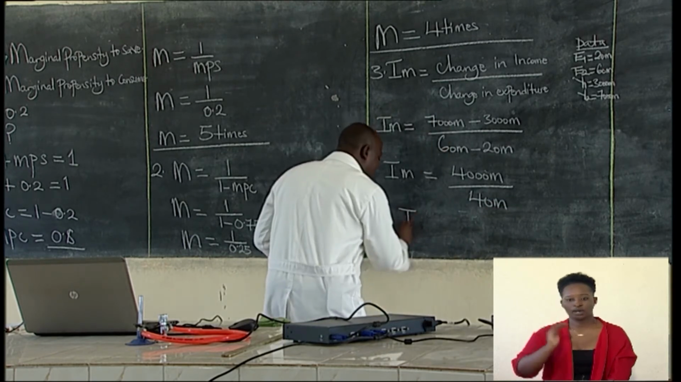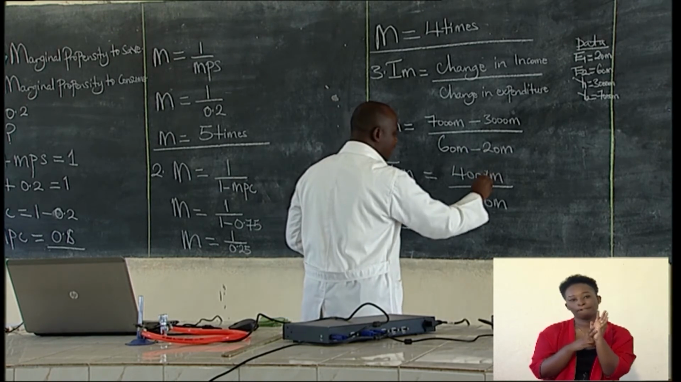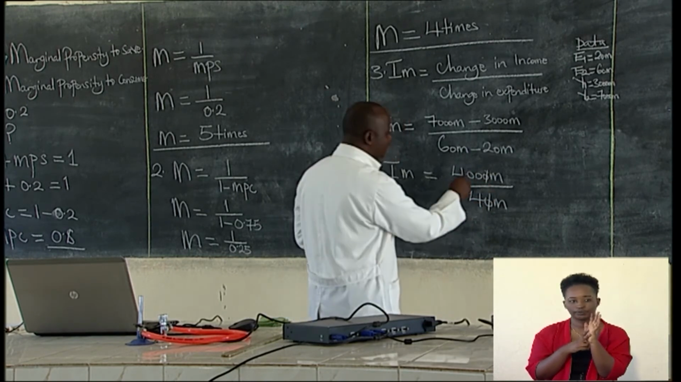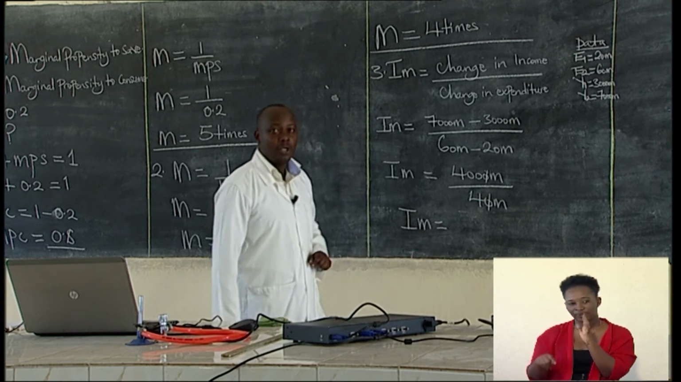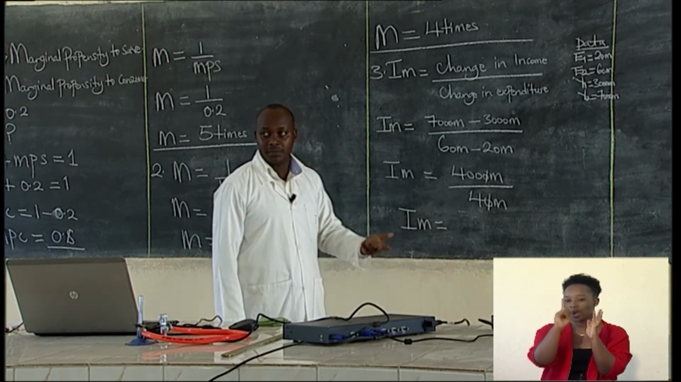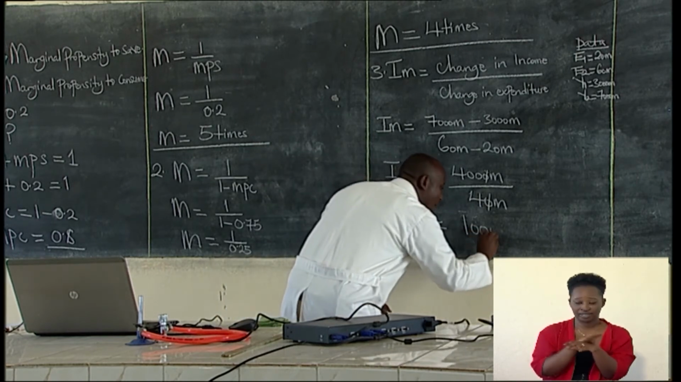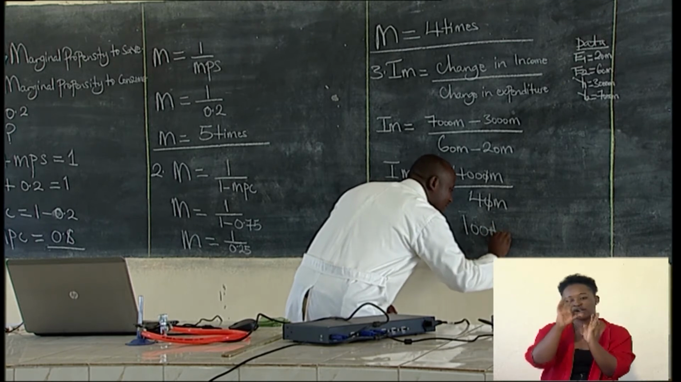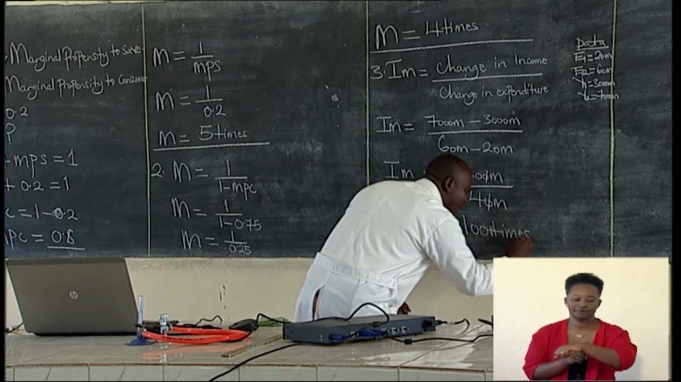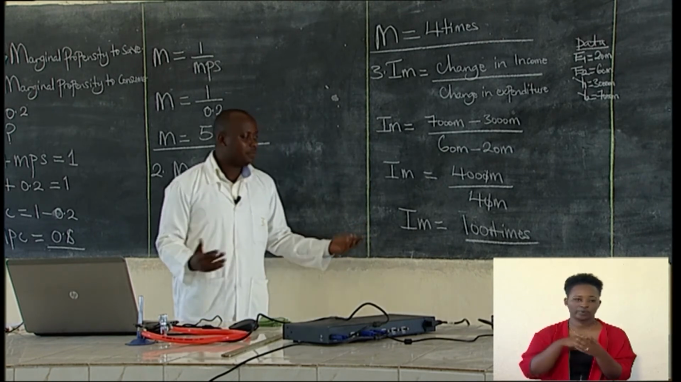Our investment multiplier will be equal to, we have 2 zeros here, cancel this 0, it is 400 divided by 4. 4 divided by 4 is 1. We add the 2 zeros, it becomes 100. Now, our investment multiplier is 100 times. That is how we get the investment multiplier.